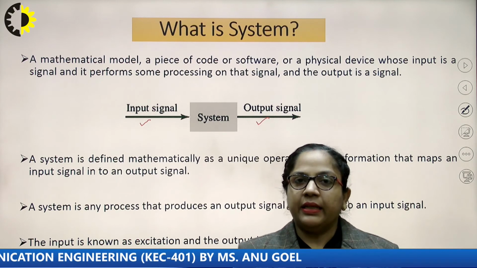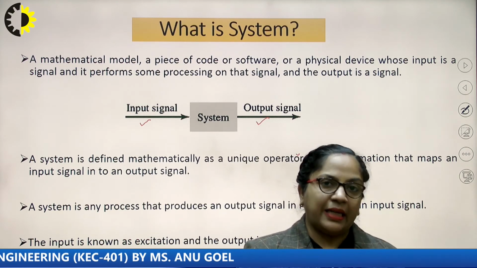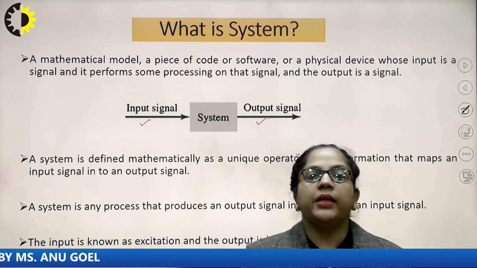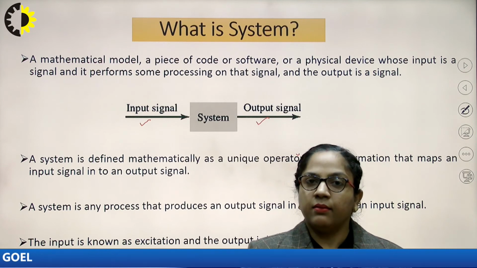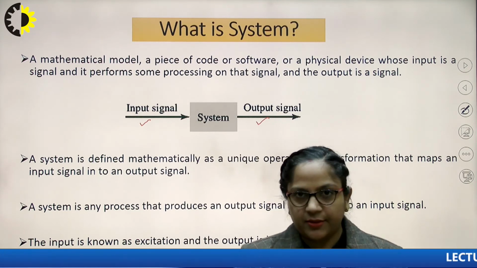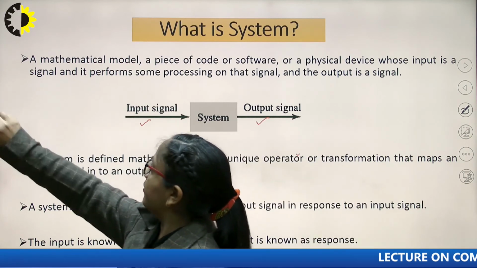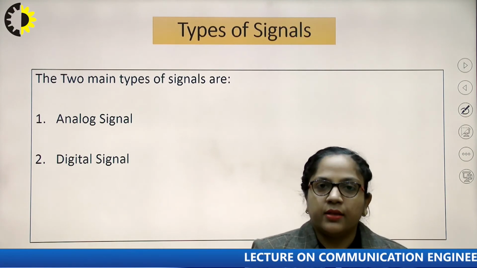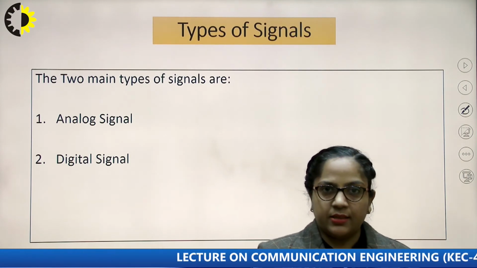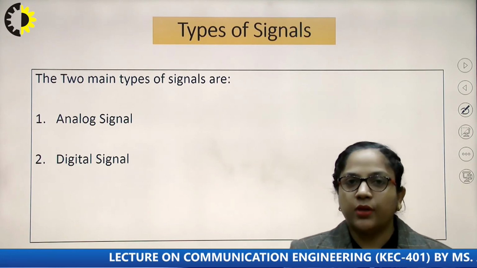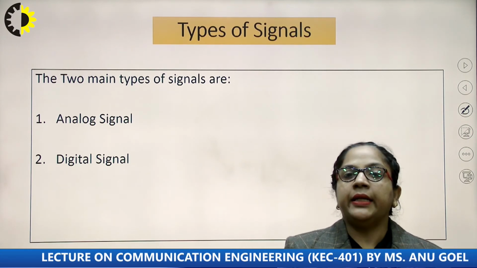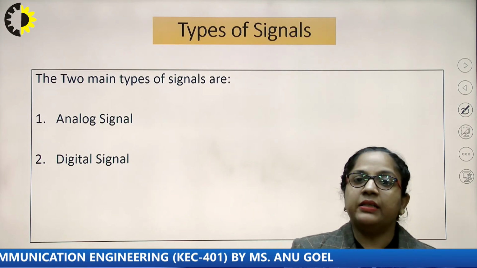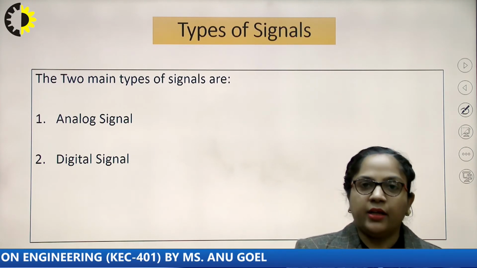So, system can be anything that will process my input signal. It is not a single quantity, it will be a combination of so many processing elements. So, we are talking about the signals. We have understood that communication is just the exchange of information from one point to another point. I cannot directly transfer the physical data to a faraway point. So, I need signal to represent my information.